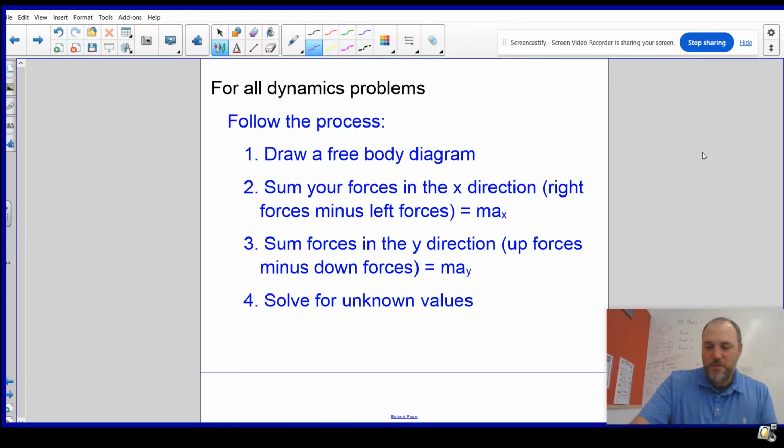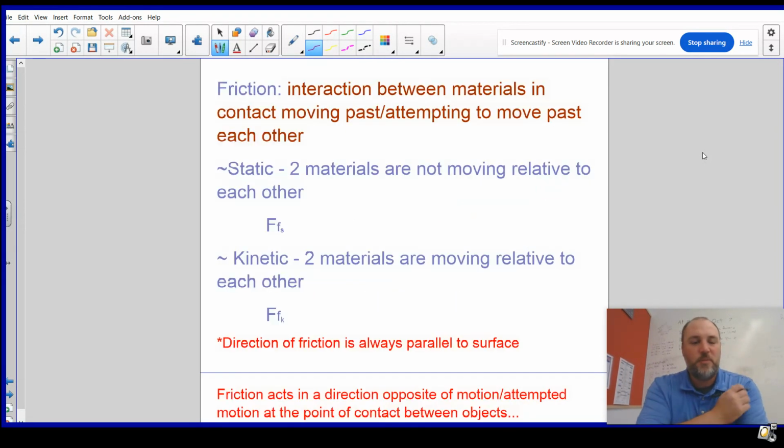Okay? So as we look a little bit deeper into friction, we know friction is the interaction between materials in contact when materials are moving past each other or even attempting to move past each other. And we break friction into these two types. There is static friction and kinetic friction. Static friction is when the two materials are not moving relative to each other.